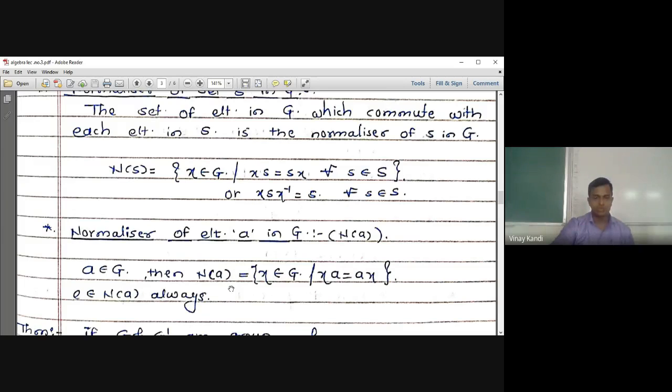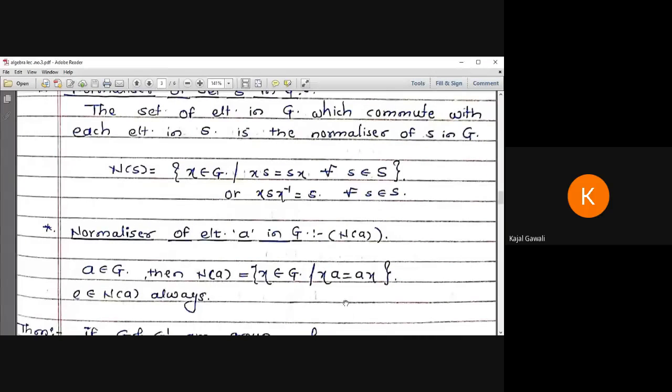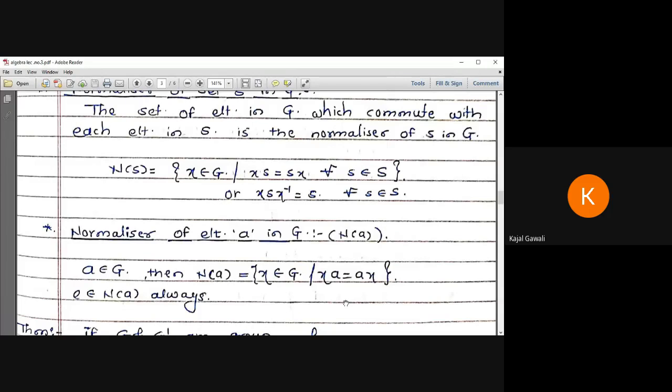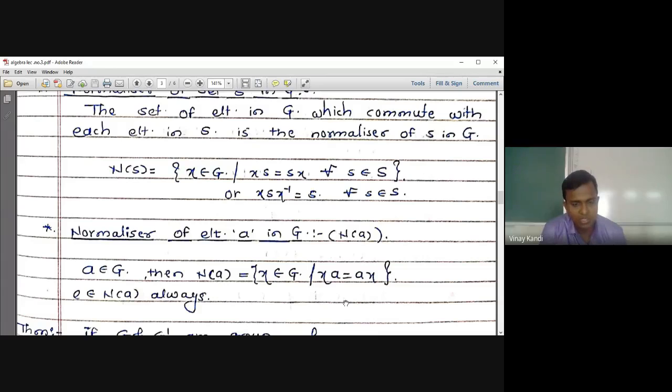So tell me, what is the biggest set? If S is a set here and a is the element, which set will be bigger? Whether N of S is bigger or N of a is bigger? Because a is an element and S is the set of elements. So bigger is what? N of S is bigger. Sure?